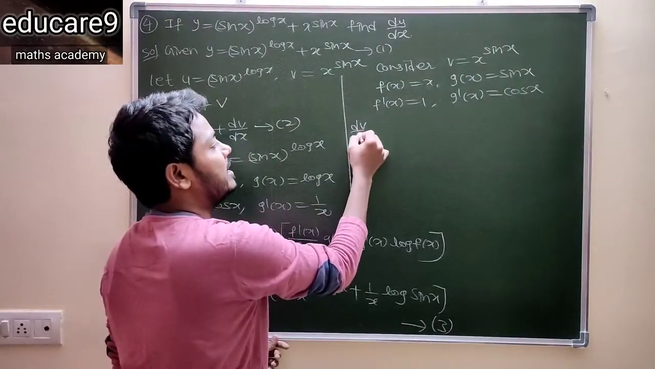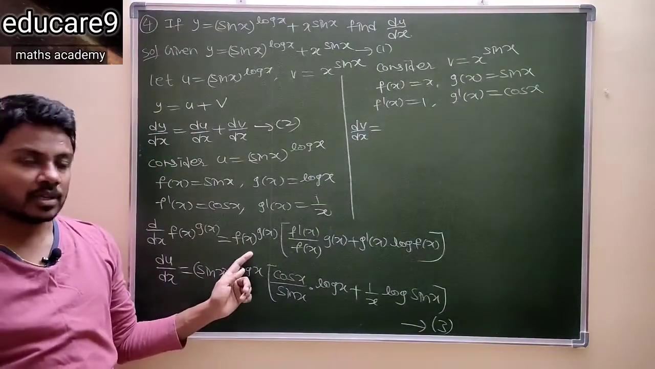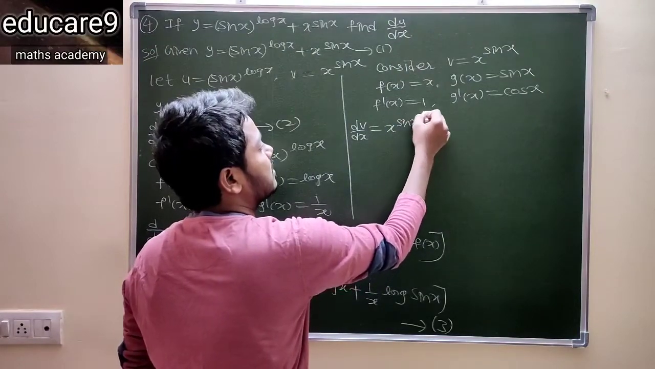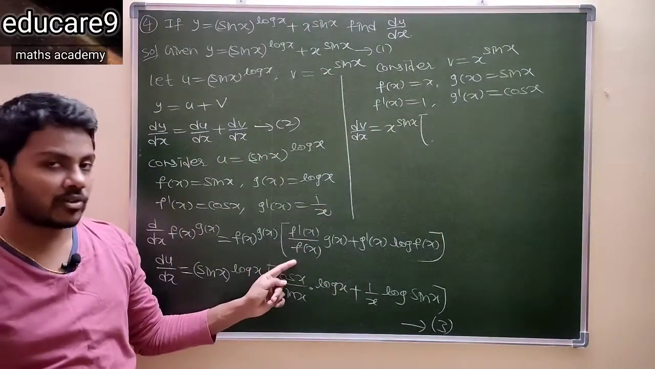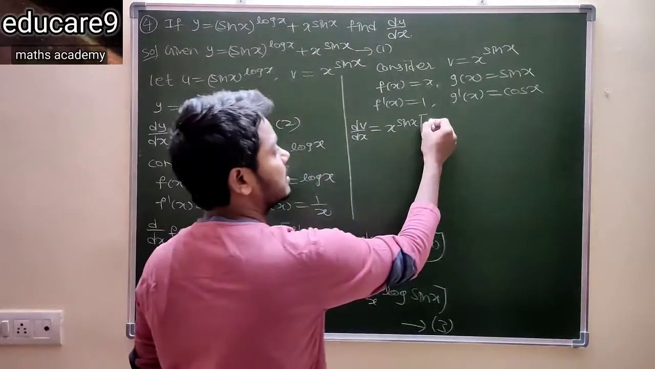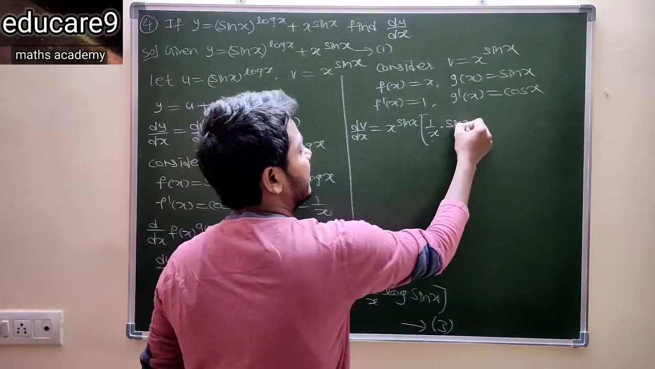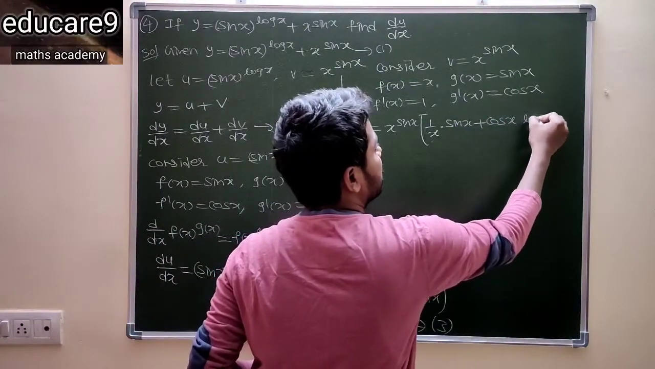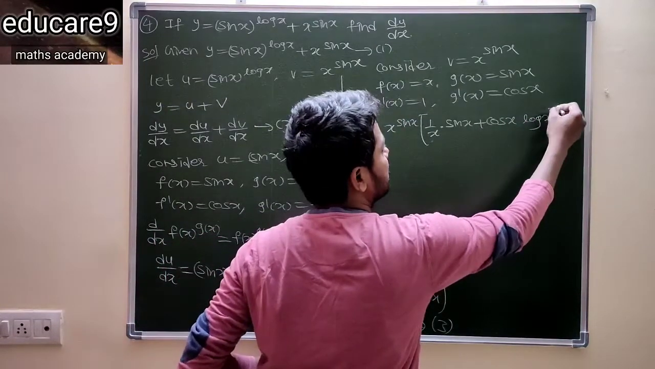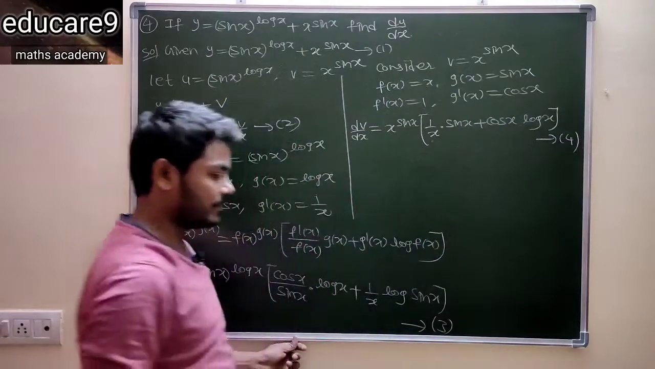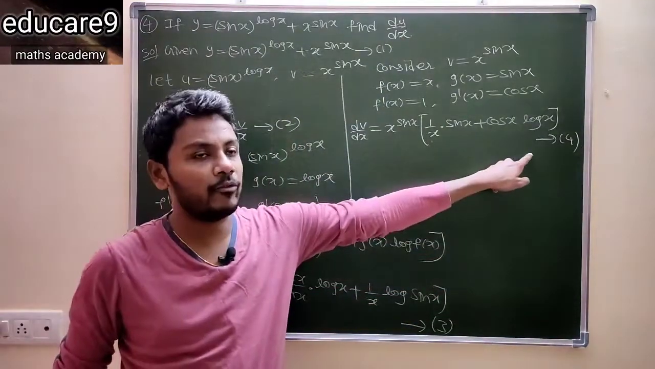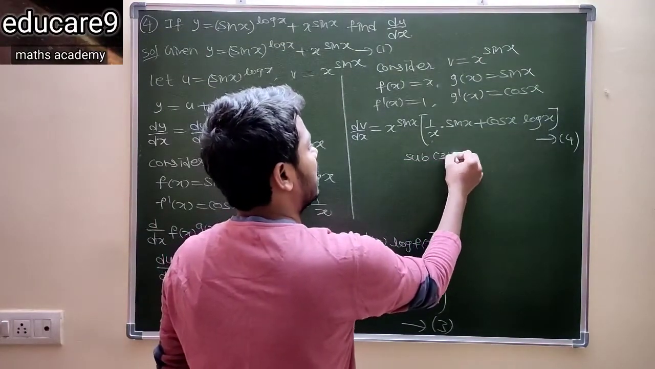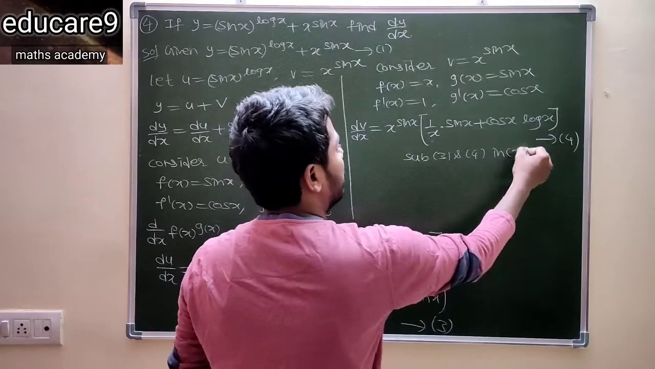Therefore dv by dx. So using this formula, f of x whole power g of x, x power sin x into f dash x by f of x. So what is that? 1 by x into g of x, that is sin x, plus g dash of x, cos x, into log f of x, that is log x. This is equation 4. Now substitute equation 3 and 4 in equation 2. See here, substitute 3 and 4 in 2.